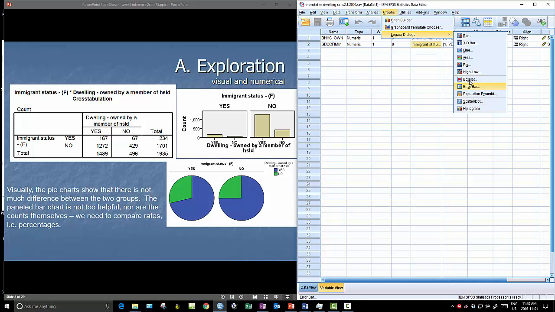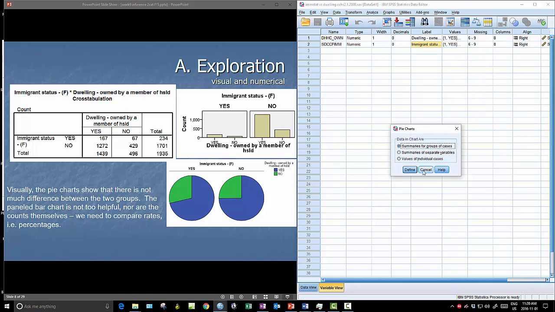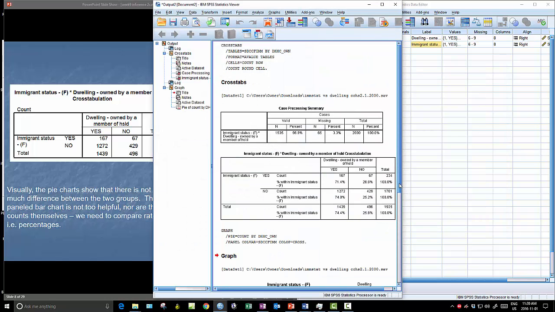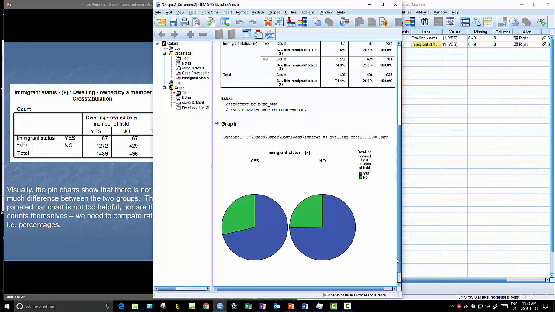I'm also going to produce the paneled pie chart. Again, you follow your SPSS instructions, click, click, click. Independent variable this time goes into columns because we want it set up in this way. And the interior is divided by the dependent variable, which is whether the dwelling is owned by a member of one's family. And so here will be produced, click, click, click, and we have it here.